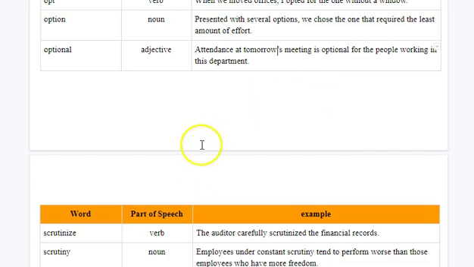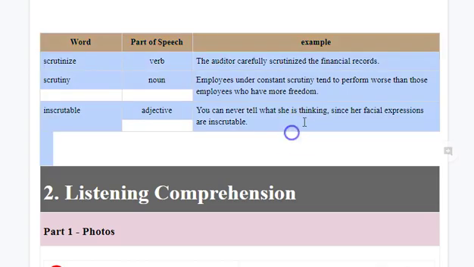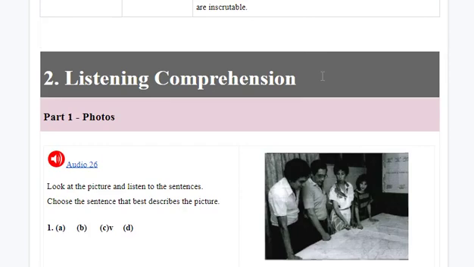Scrutinize. Verb. The auditor carefully scrutinized the financial records. Scrutiny. Noun. Employees under constant scrutiny tend to perform worse than those employees who have more freedom. Inscrutable. Adjective. You can never tell what she is thinking, since her facial expressions are inscrutable.